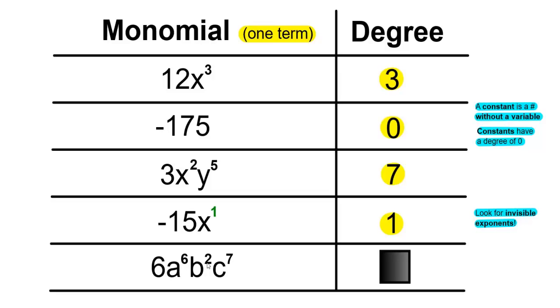Add up the exponents, 6 plus 2 plus 7, and this monomial has a degree of 15.